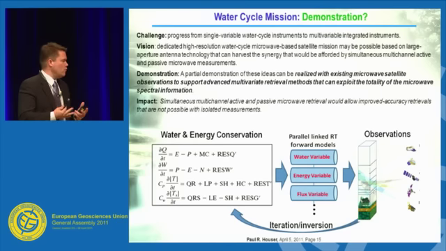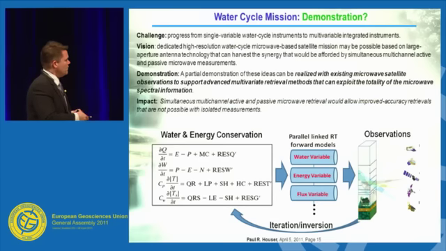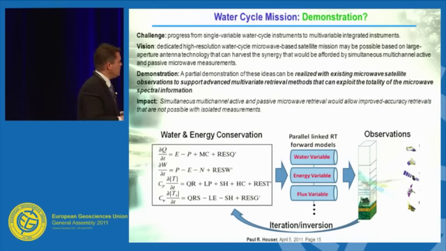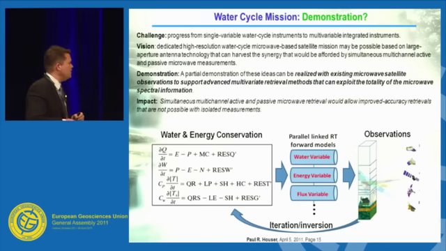Here's the way we could go forward right now. We could use that A-train or measurements like that to do a series of parallel linked radio transfer forward models, where we use an existing constellation of satellites to do an inversion with a model of energy and water balance conservation, to optimize these estimates using parallel linked models in order for us to progress from the single variable type of instruments we have now to multivariable integrated instruments.